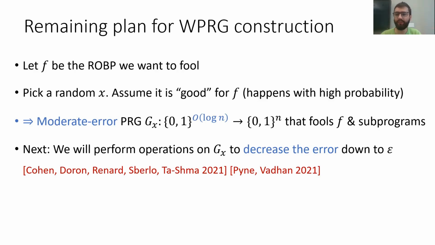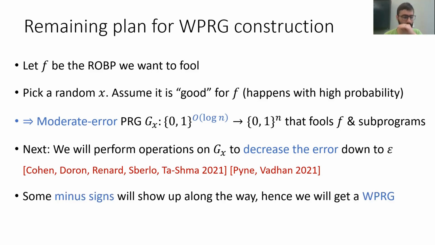And this process of decreasing the error was actually done already in prior work. It was done by Cohen, Doron, Renard, Sberlo, and Ta-Shma, and independently by Pyne and Vadhan. Okay, and as you'll see, when we perform these operations, there are going to be some minus signs that show up along the way. And so that's why what we end up with at the end of the day is a weighted pseudorandom generator instead of a traditional pseudorandom generator.